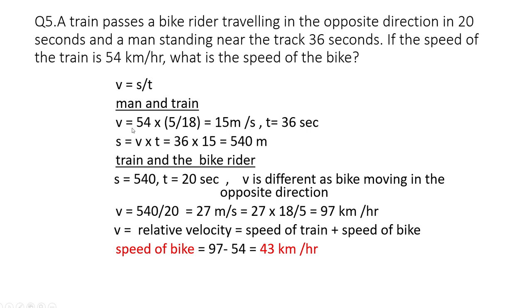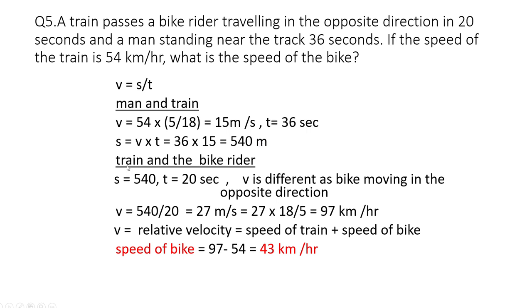So V, the speed of the train, is 54 km per hour, which is equal to 15 meter per second. Now to cross the man, it takes 36 seconds. So that means S is equal to V into T, so we have 36 into 15, which will give you 540 meters. So this is the length of the train.